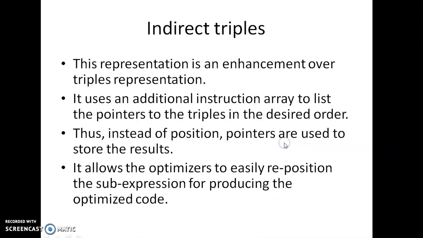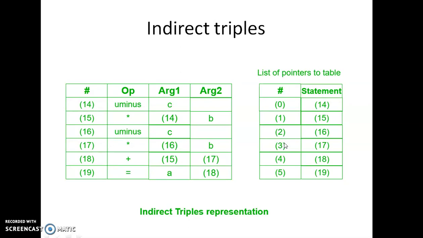And in case of indirect triples it is quite easy. If I change a row, like moving the data from the 15th address to the 17th address, I just need to make a change in the list of pointers only. That's it. Apart from that, no other changes need to be done.